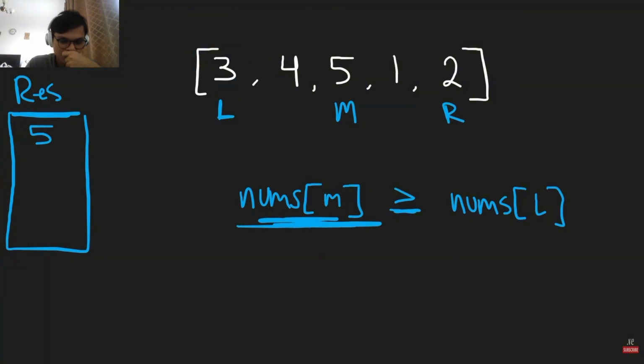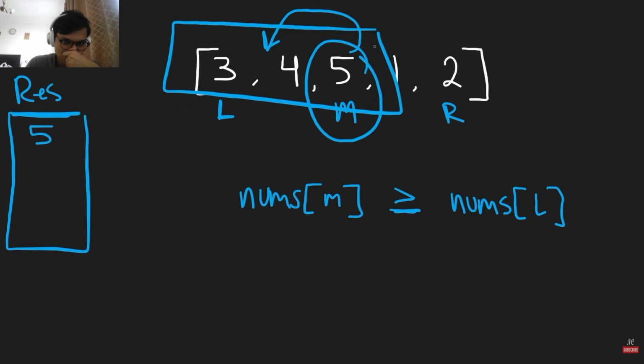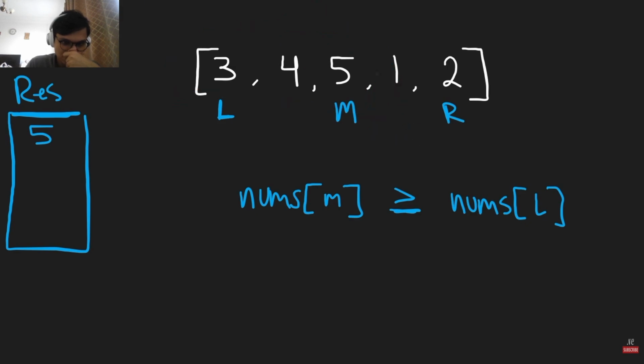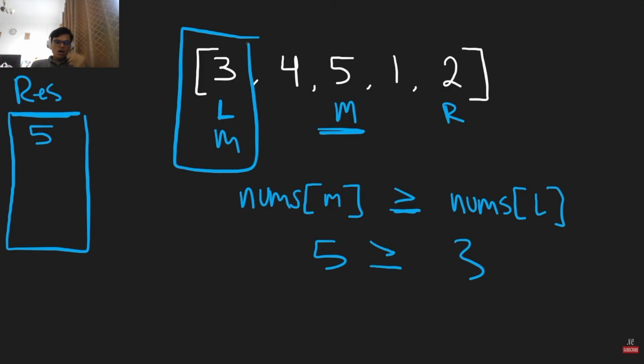If the middle value is greater than or equal to the leftmost value, that means this middle value is a part of this left sorted portion, right? In which case we want to search to the right. Suppose in this case we can see 5 is greater than or equal to 3. The reason we're doing greater than or equal is technically this middle pointer could actually be at the left position as well. That's one edge case, and in that case this would also be the left sorted portion.